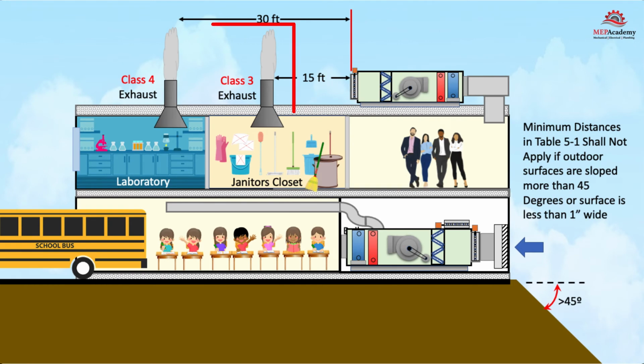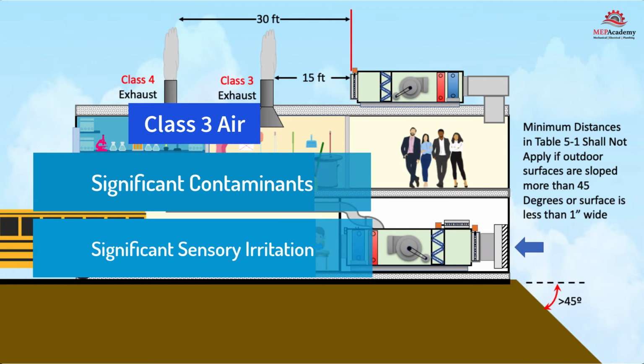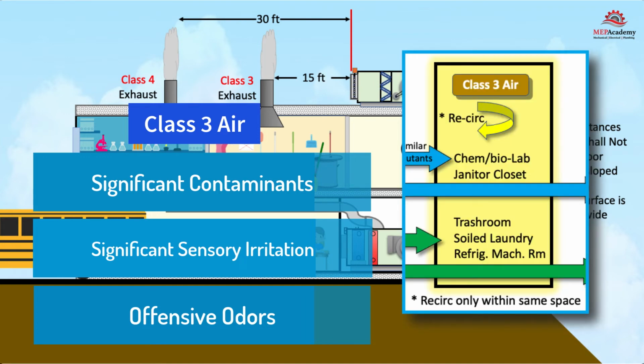Here is a Class 3 exhaust shown, the minimum distance of 15 feet, 5 meters away from this air handler's outdoor air intake. Class 3 is air with significant contaminant concentration, significant sensory irritation intensity, or offensive odor that is suitable for recirculation within this same space. Class 3 air is not suitable for recirculation or transfer to any other space.